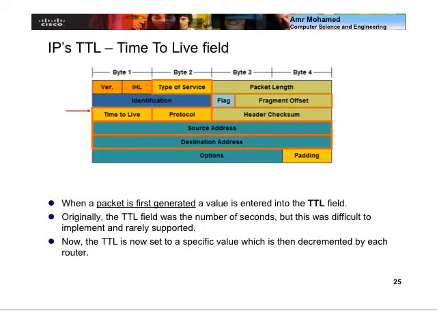When a packet is first generated, the value is entered into the TTL. The TTL is what we call the time to live. Okay, this refers to the point that you mentioned before. The time to live is the amount of time that this packet is allowed to live in the network before it reaches the ultimate destination.